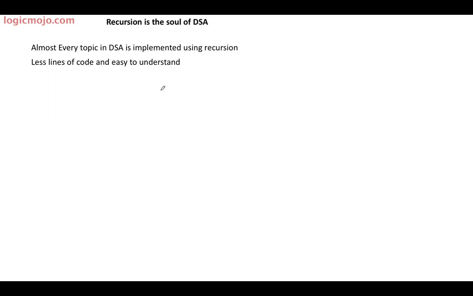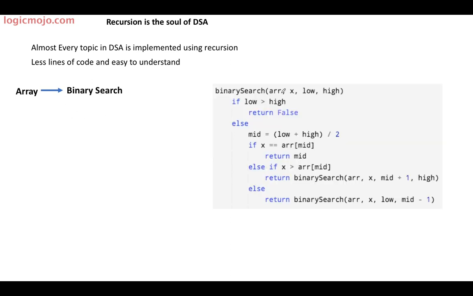Like for example, let's say we take an example of an array. In case of an array, we have binary search, where we are given a sorted array and we need to search for an element in it. If you see the implementation of binary search, there we use recursion. Here is a code snippet of binary search where we have the method binarySearch and then we are calling the function within itself. So this is recursion. We use recursion to implement binary search.